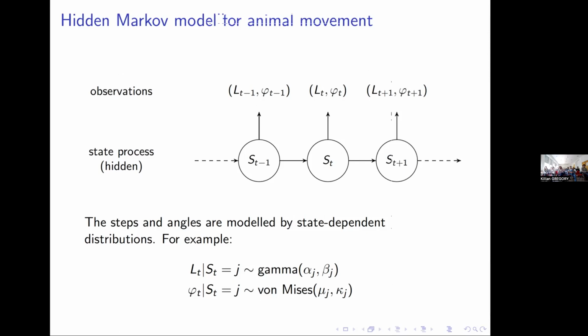So for an example, we could assume that our step lengths L follow a gamma distribution. And the key here is just that we make the parameters of that gamma distribution state dependent. That's what that subscript J there is, right? So we just switch between these different gamma and von Mises distributions depending on the state. Any questions so far?